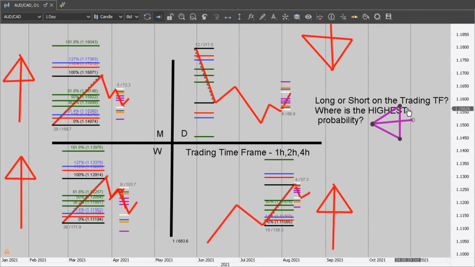Sir, the contrarian Fibonacci of the weekly is the original Fibonacci on the daily, so it's unlikely that daily will hit original Fibonacci. Lucas, how are you going to make pips and money on the 1 hour, 2 hour, 4 hour chart?